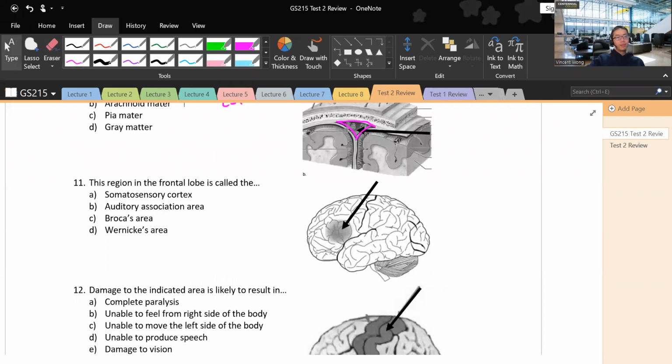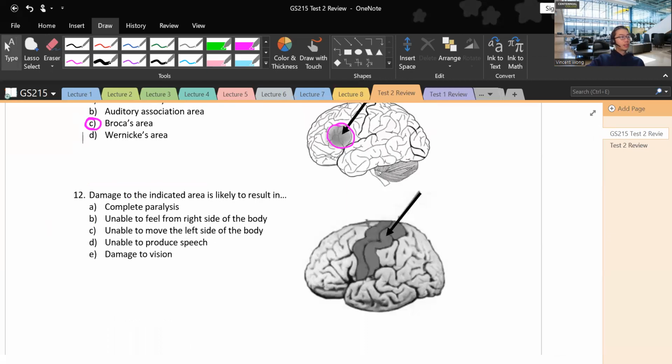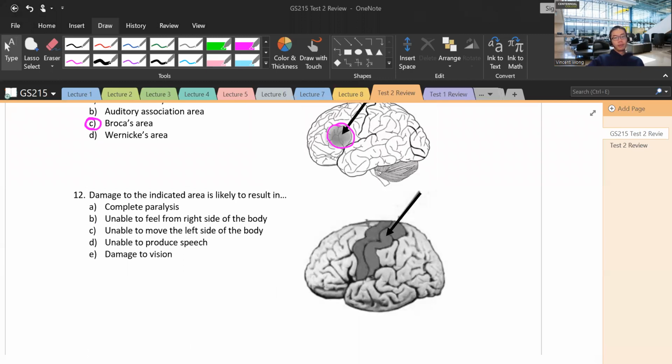Okay. This region in the frontal lobe is called the... I'm just going to do the next couple here. We circled this before already. Hopefully you know that that is Broca's area. That allows you to produce fluent, articulate speech. Okay, now this is a good one. Let's try this one. Go ahead.